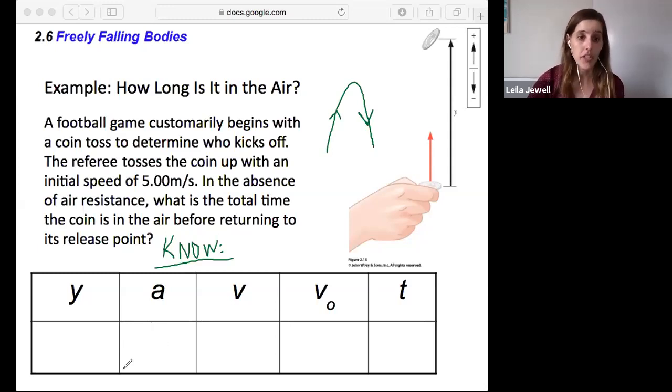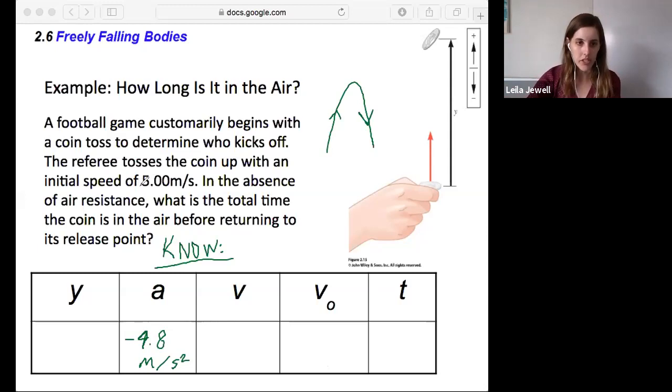Acceleration we know because it is something that is freely moving through the air. My acceleration will be what? Yes, negative 9.8 meters per second squared. Sorry, it's a little blurry there. All right. Anything else that we know here?